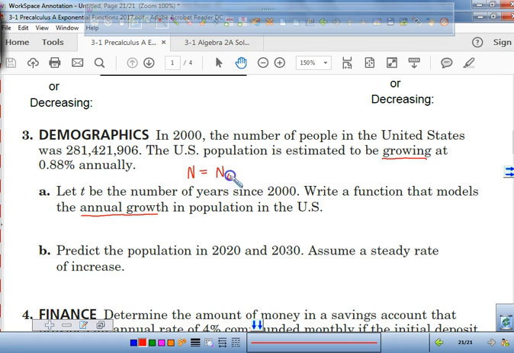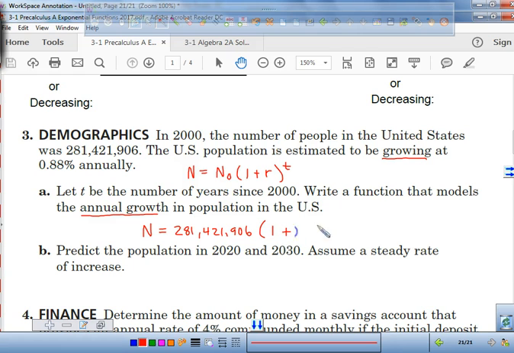N equals N sub 0, 1 plus r raised to the power of t. That's what you were talking about there, Xyla? Yeah. All right. Now, N sub 0 is our initial number. So here's what I want you to do. You can put y equals, you can put N equals 281,421,906. That is N sub 0.